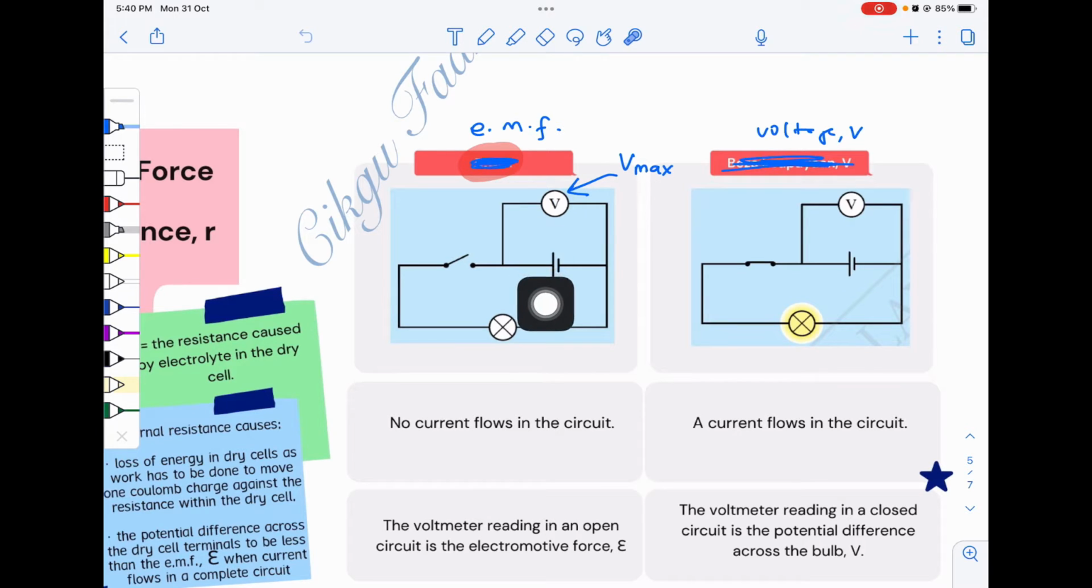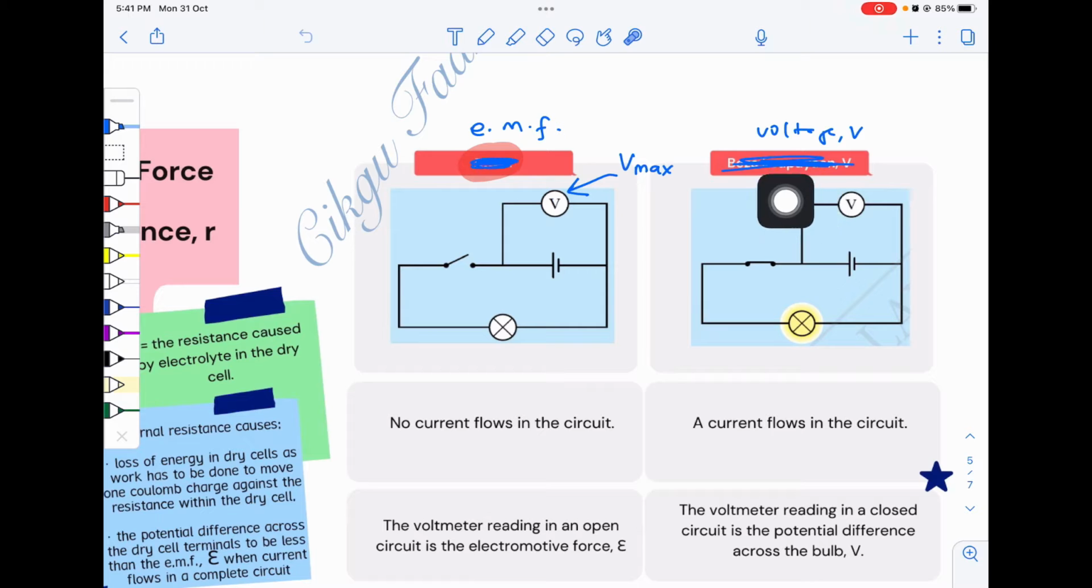Meaning to say, if the battery voltage is 1.5, you will see 1.5 there. If the power supply is 3 volt, you will see the reading is 3 volt. Now, when the switch is open, incomplete circuit, this Vmax is actually the EMF. So EMF is the work done to bring 1 coulomb charge from terminal to terminal in a complete circuit.